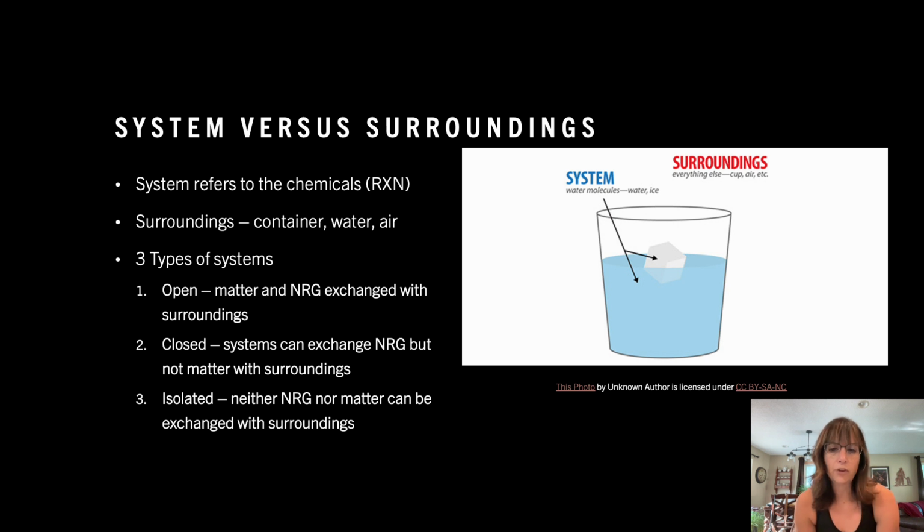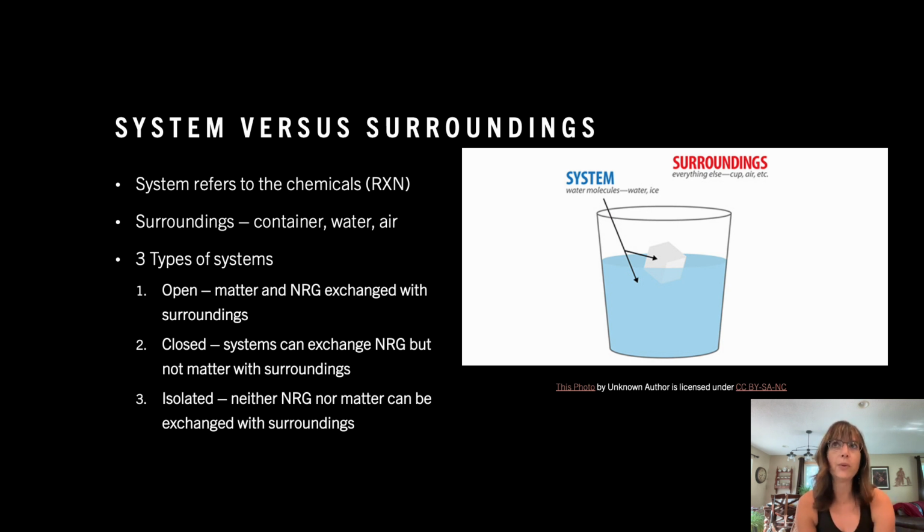Students struggle in thermochemistry because you have to start thinking about the system versus the surroundings. Is the system doing work on the surroundings? Are the surroundings doing work on the system? System simply refers to the chemical reaction. Now, I kind of disagree with this picture I found on the internet. It says the system are all the water molecules. Honestly, I would think of it as just the ice in this case. The surroundings are everything else, the container, the water, the air.